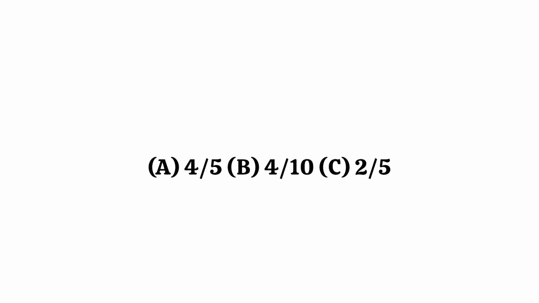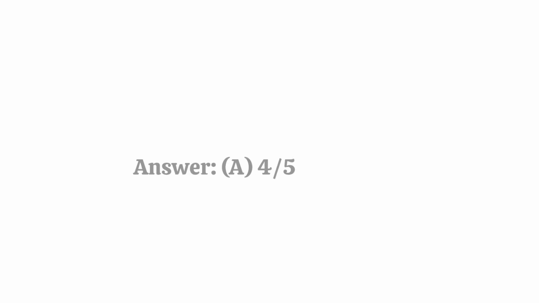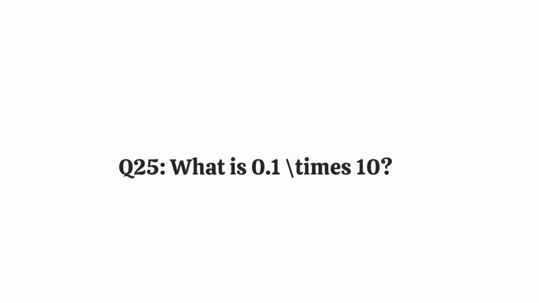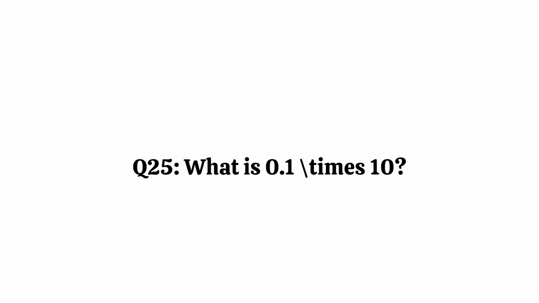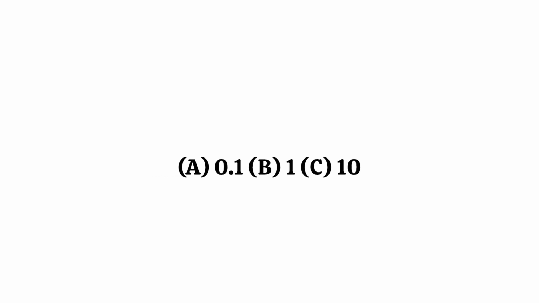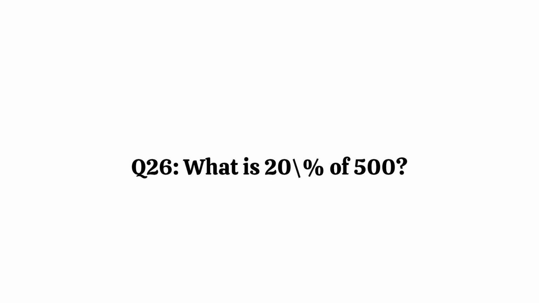A: 4/5, B: 4/10, C: two fifths. Answer: A, 4/5. Q25: What is 0.1 times 10? A: 0.1, B: 1, C: 10. Answer: B, 1.